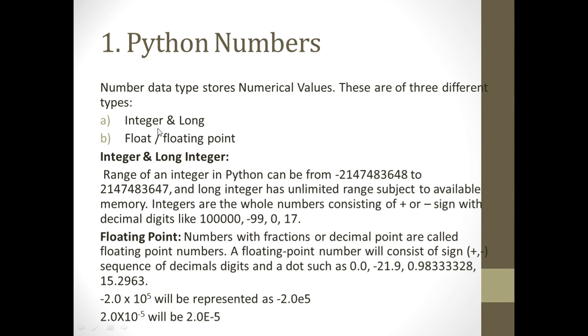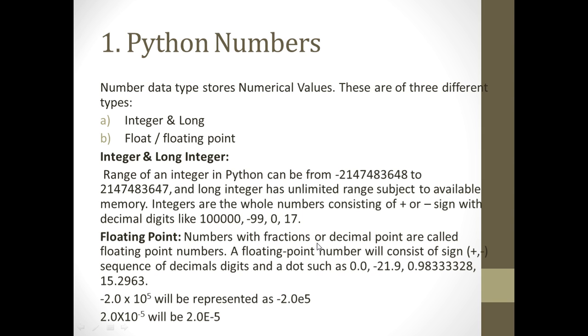Now, the numbers can be either integer, long, or floating point. Now, integer, the range is -2147483648 to 2147483647, and long has an unlimited range. Now what is an integer? Integers basically indicate the whole numbers, which can be from the negative scale or from the positive scale. Now the floating point numbers will have a decimal point, that is they represent the fractions.